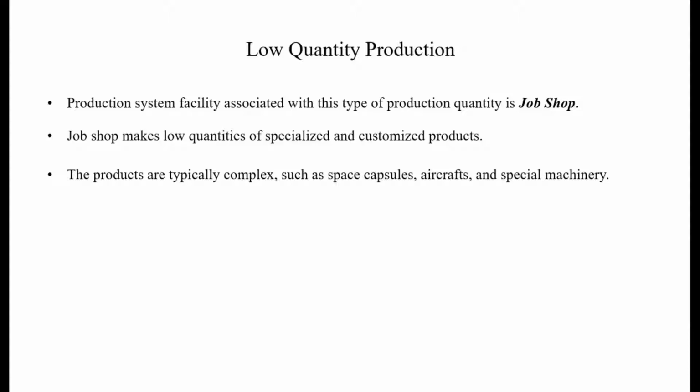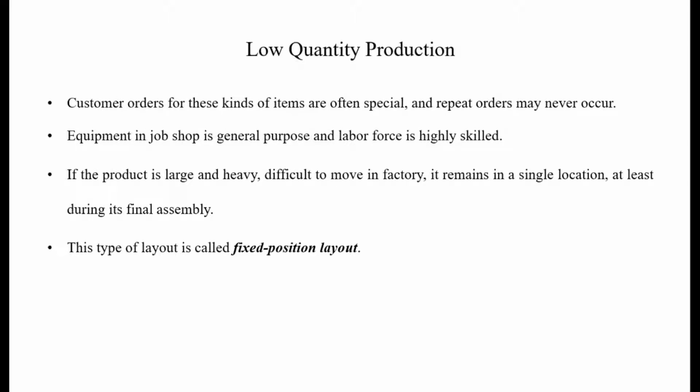The products manufactured by these low quantity production systems, which are known as job shops, can be very large and very heavy, such as space capsules, aircraft, special machinery, submarines, aeroplanes. Customer orders for these kinds of items are often special, and repeat orders may never occur.